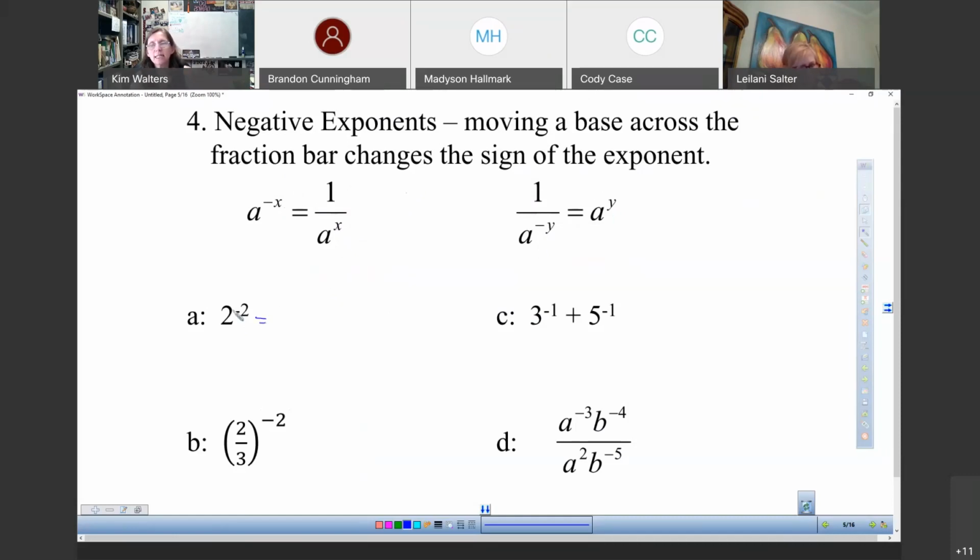So this is 2 to the negative second power. It looks just like this problem. So the very first thing I'm going to do is I'm going to write this as 1 over 2 to the second power. And 2 to the second power, or 2 squared, is 4. And so my final answer here is 1/4.